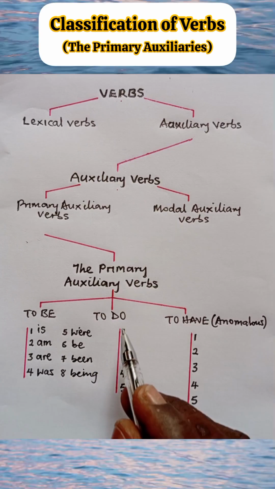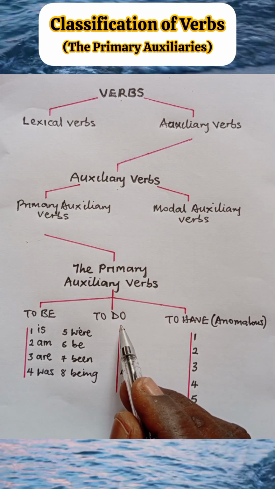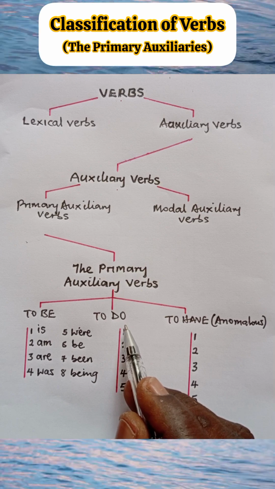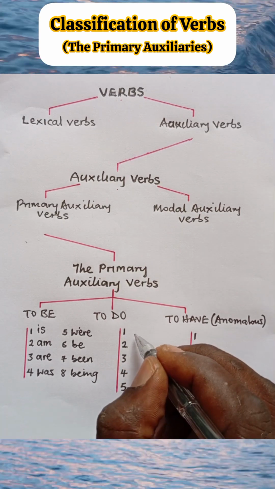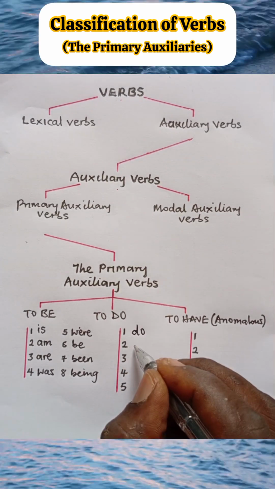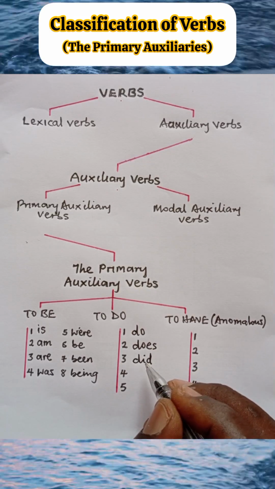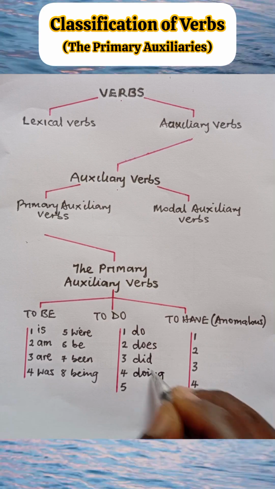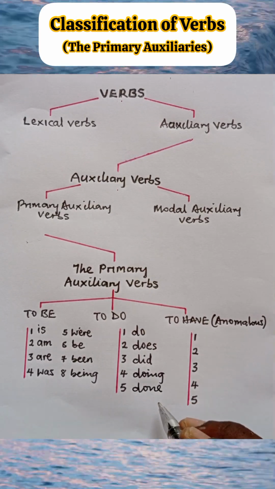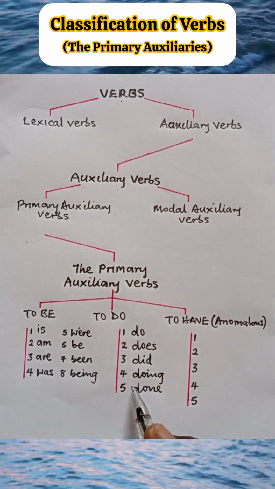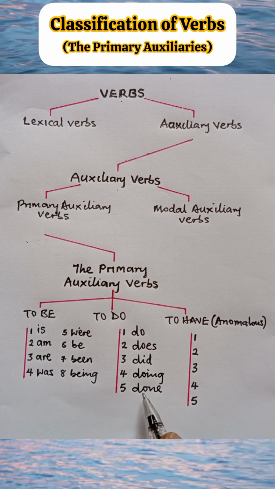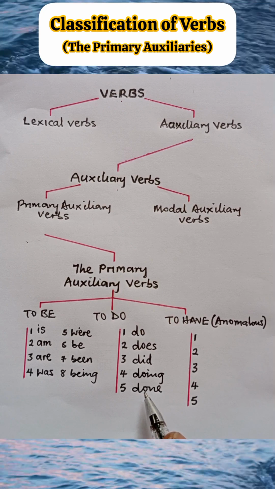Now let's look at the primary auxiliary verbs to do. The examples are do, does, did, also doing, and then done. These are known as the primary auxiliary verbs to do or the to do verbs.